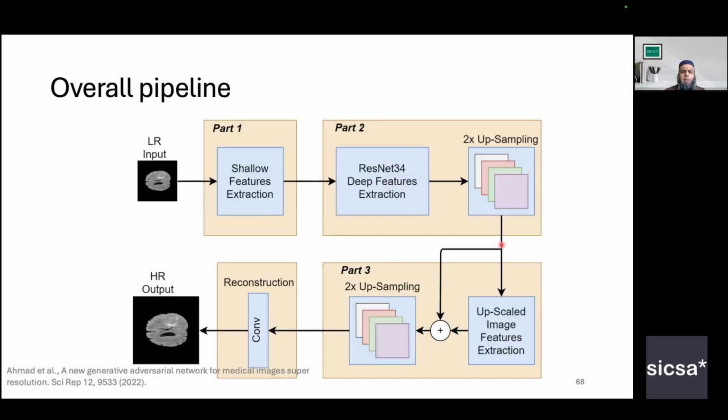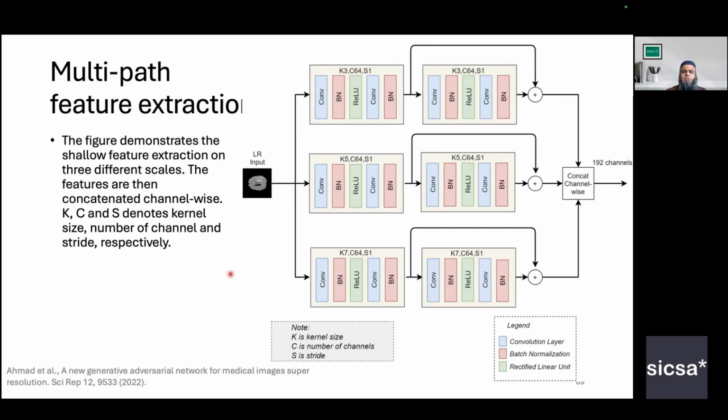So in terms of the pipeline, as I said, we extract the features at three different scales. Then we perform an upscaling followed by another phase of upscaling before we perform the reconstruction to get the constructed image. So in terms of the first part of this architecture where we do the feature extraction, we can see that we are doing extraction using three different sizes of the filter, a filter of size 3, a filter of size 5, a filter of size 7.